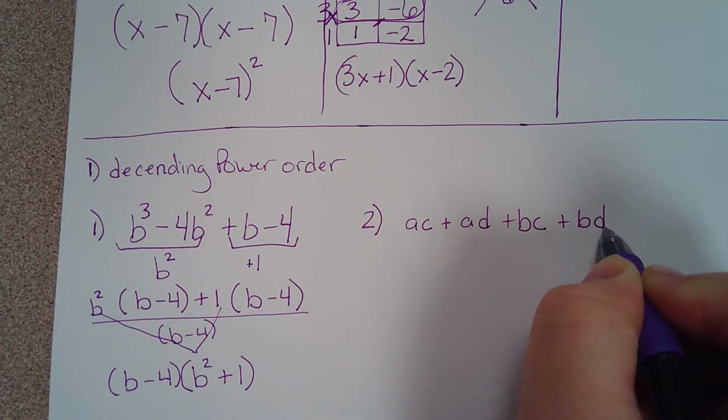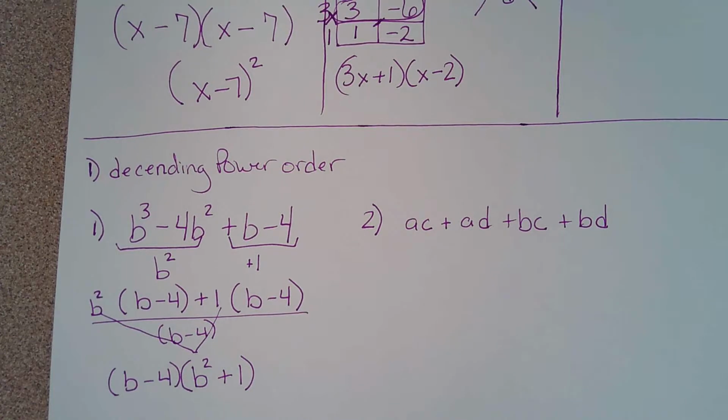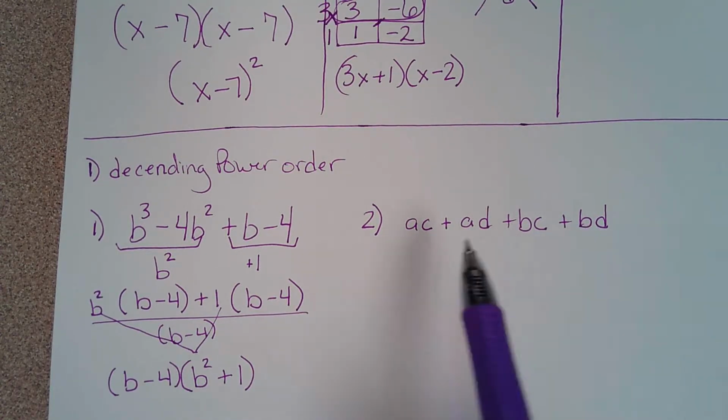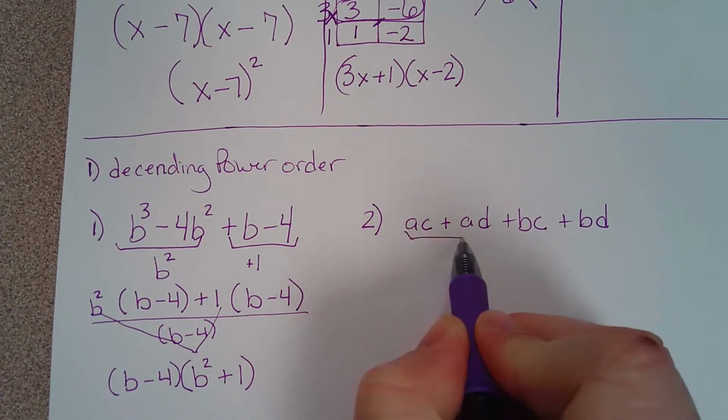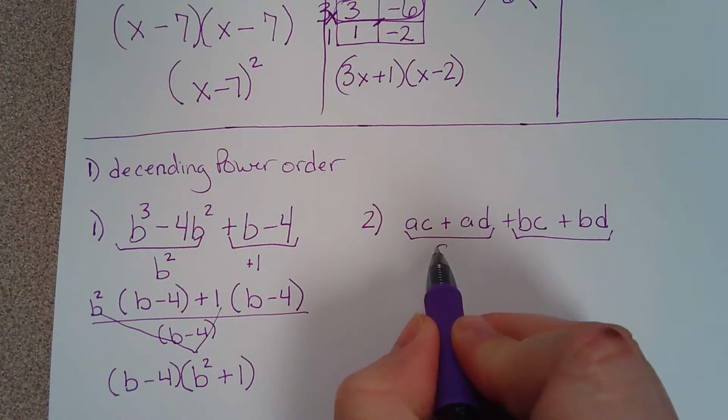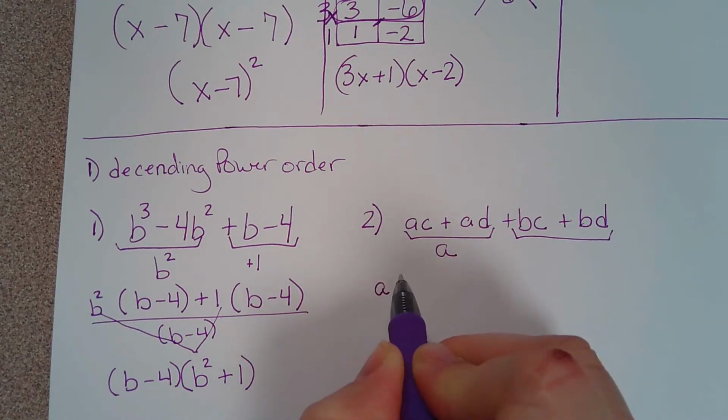If you notice, we have C's and D's and A's and B's. And if you notice here, the A's are in front and the B's are in front. So let's just leave them the way they are, and we are going to group stuff out. So in the first one, I can pull out an A. That gives me C plus D.